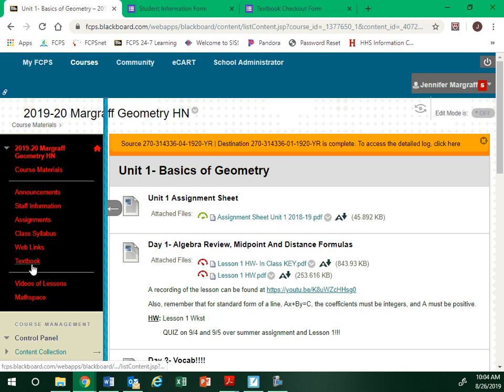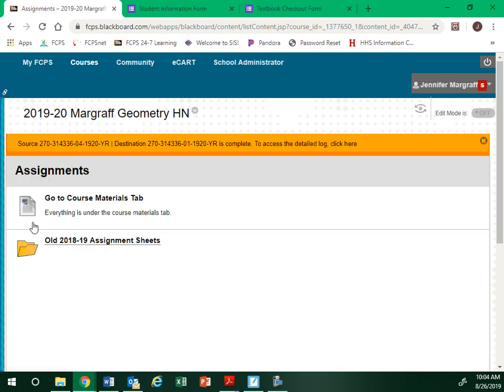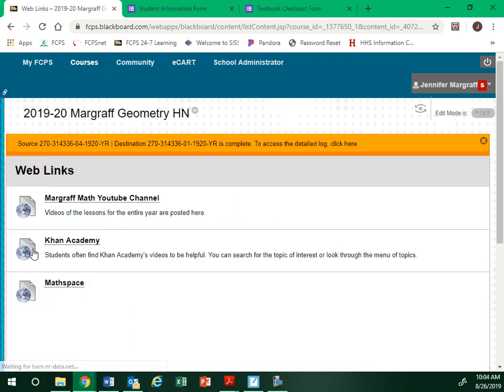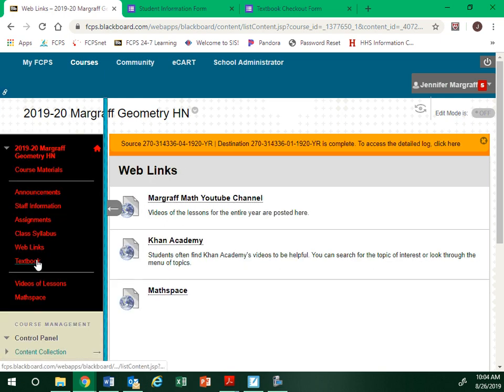Now here's the other basic stuff, like contact information. Under assignments is where I'll just repost the assignment sheet, but again, it's underneath course materials anyway. The class syllabus, we're waiting for that to get approved. Once it's approved, then I'll throw that up there. Web links, just some things like Khan Academy, MathSpace and our YouTube channel. And then textbooks, just talk about the textbook you got there.